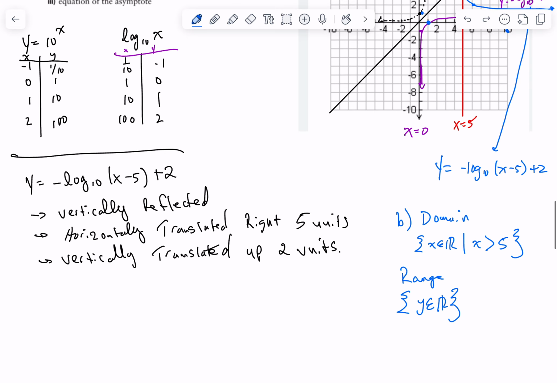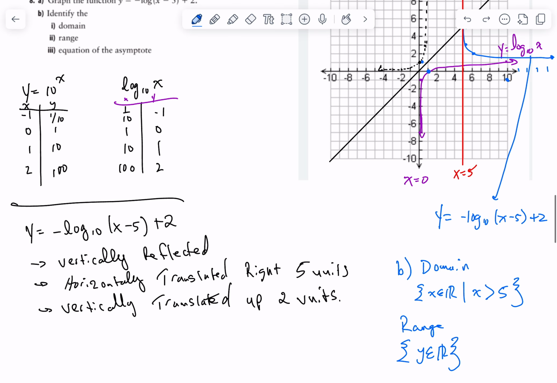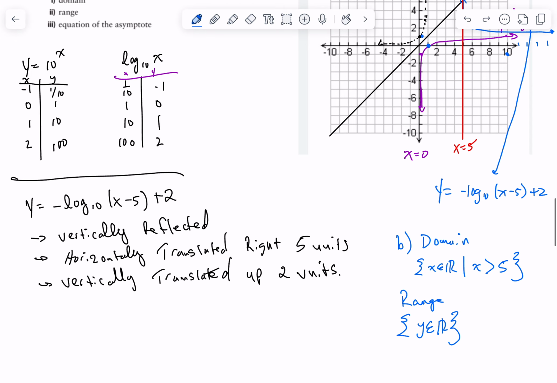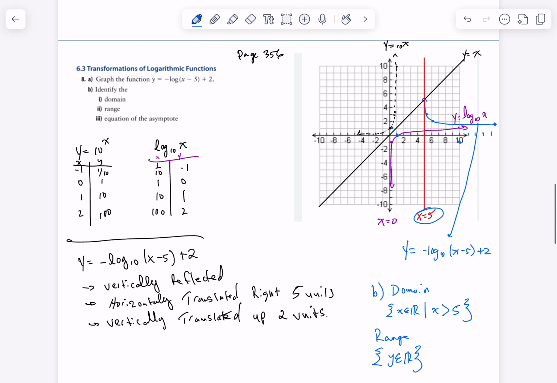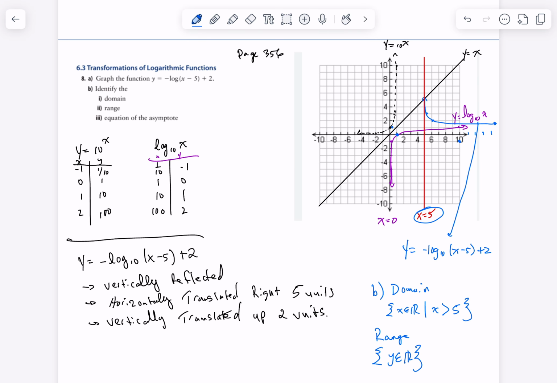And part C there, the equation of the asymptote. The equation of the asymptote is going to be at x equals 5. We wrote that on there, so there you go. Okay, so that's the graph. That's how you would navigate it. That's a nice way to recap the balance or the relationship between the exponentials and the logarithms. Okay, so that's pretty much it for that.